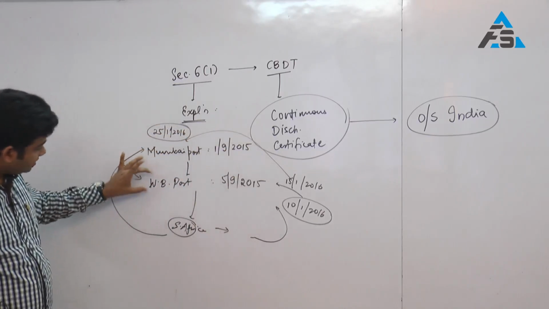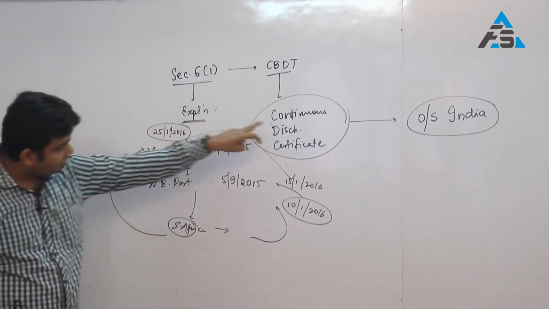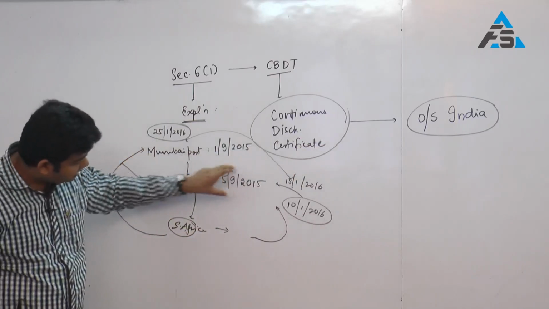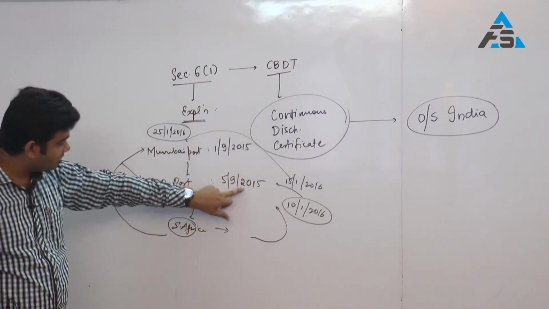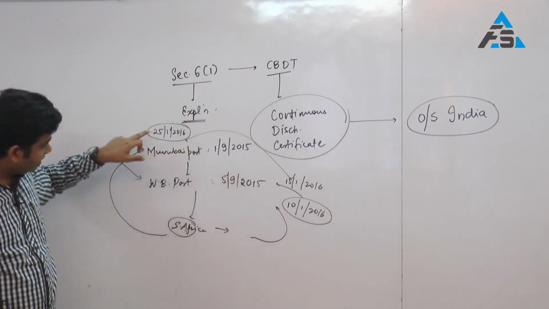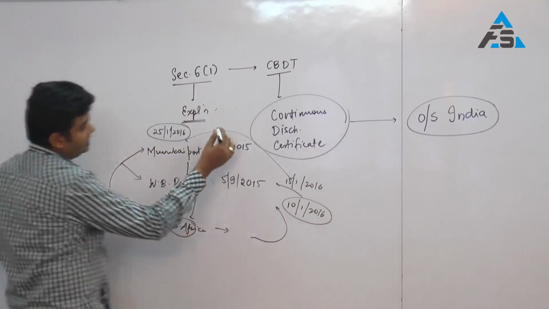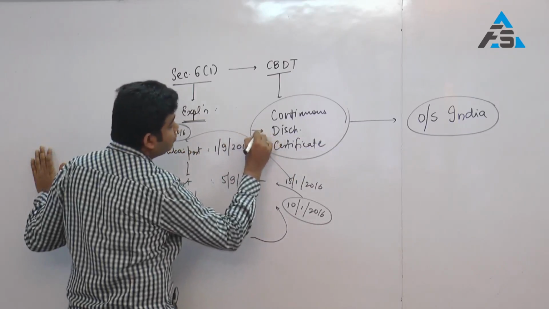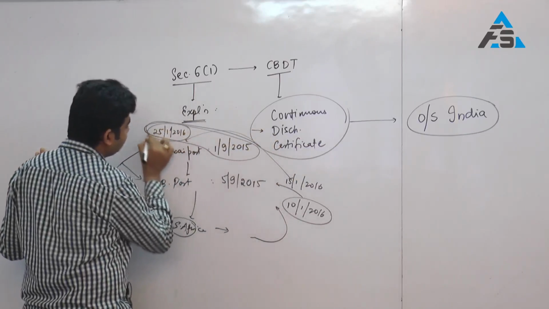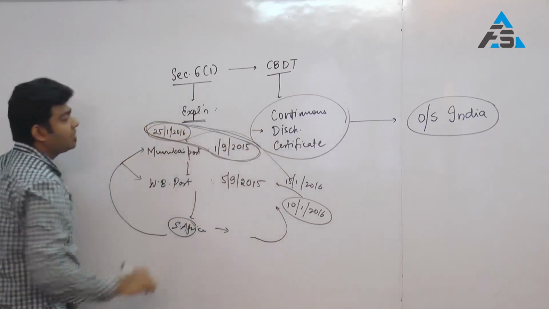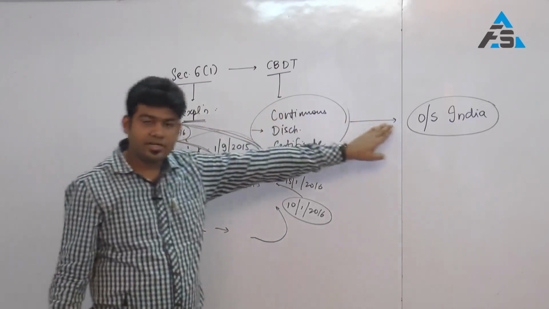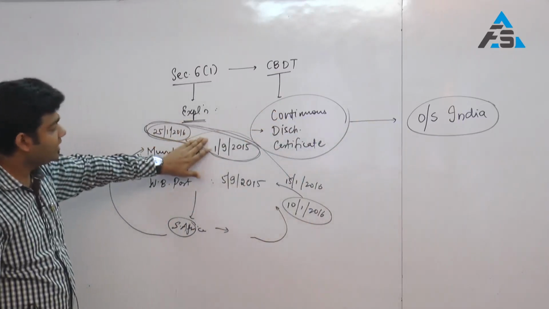Now if you see here, the ship, or for that matter that particular citizen of India, was still in India even on 5th September 2015, but CDC mentions that date to this date, and that will be considered as outside India. So this will be the determining factor. The continuous discharge certificate will be the determining factor to ensure whether the citizen is outside India or whether he is in India.